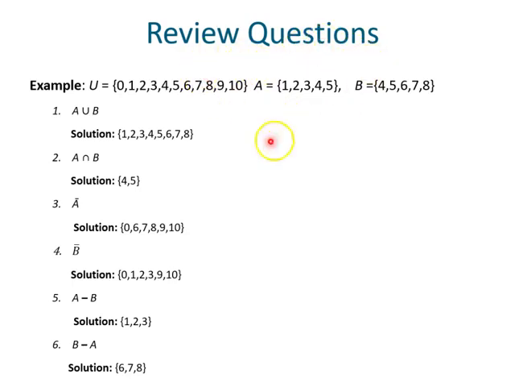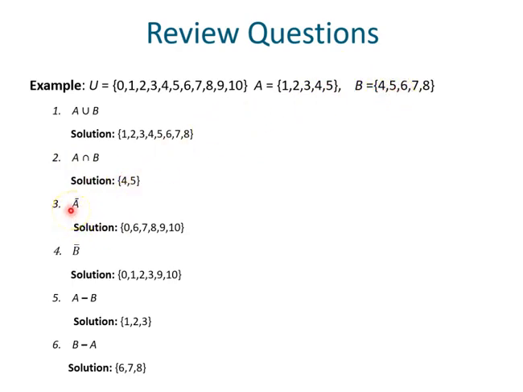Here are some review questions. U, the universal set, consists of the integers from 0 to 10. A is {1, 2, 3, 4, 5}. B is {4, 5, 6, 7, 8}. What is the union of A and B? The numbers from 1 to 8. The intersection: these are the numbers that belong to both A and B, and these are 4 and 5 only.